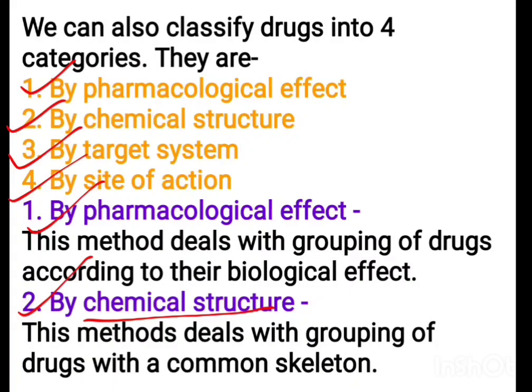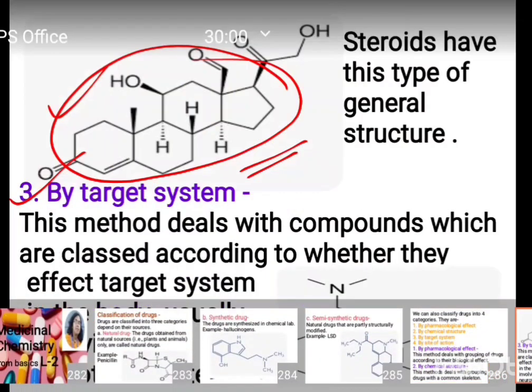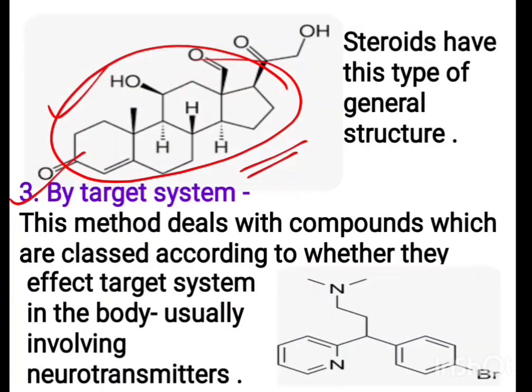Okay. Next one, chemical structure. This method deals with the grouping of drugs with a common skeleton. That is, if we categorize the many classifications on the basis of chemical structure, each of the classes has the same skeletal structure. Okay, as for example, this is the steroidal structure. Okay, this is the steroidal structure. Next we have to go to, that is, by target system.